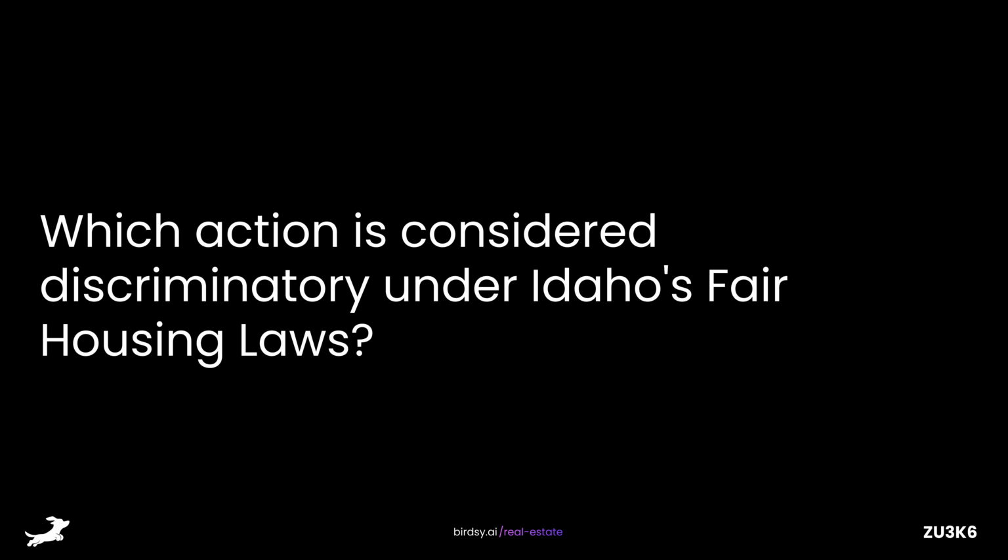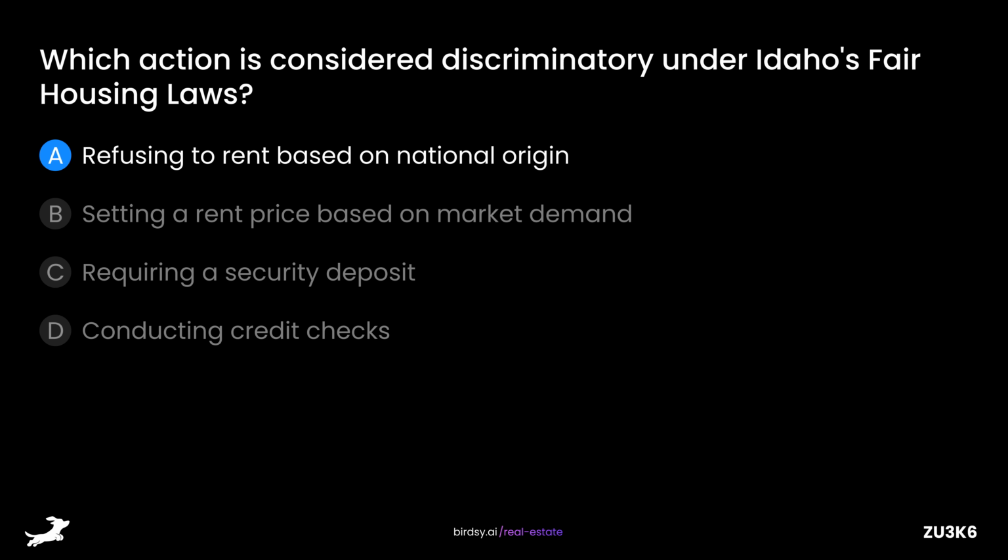Which action is considered discriminatory under Idaho's fair housing laws? Is it A, refusing to rent based on national origin, B, setting a rent price based on market demand, C, requiring a security deposit, or D, conducting credit checks? The answer is A, refusing to rent based on national origin.